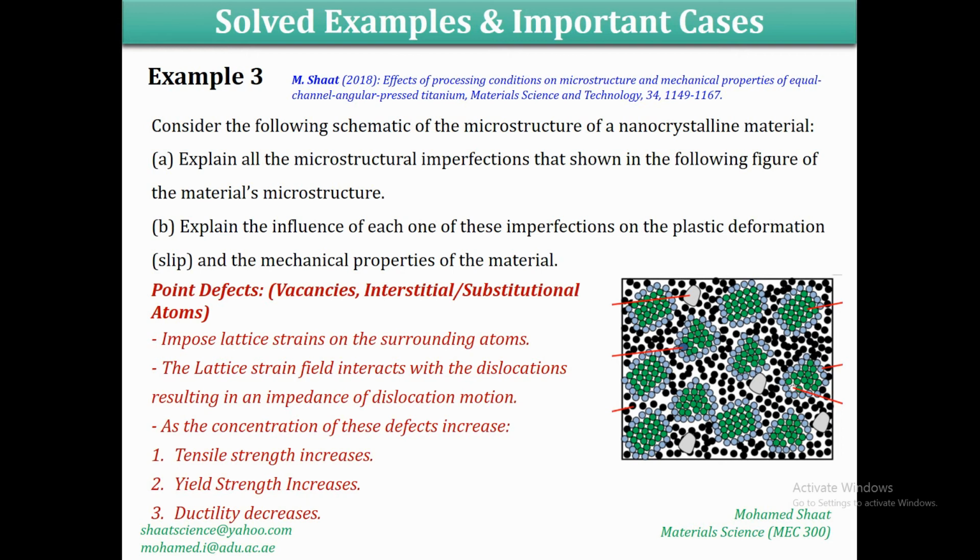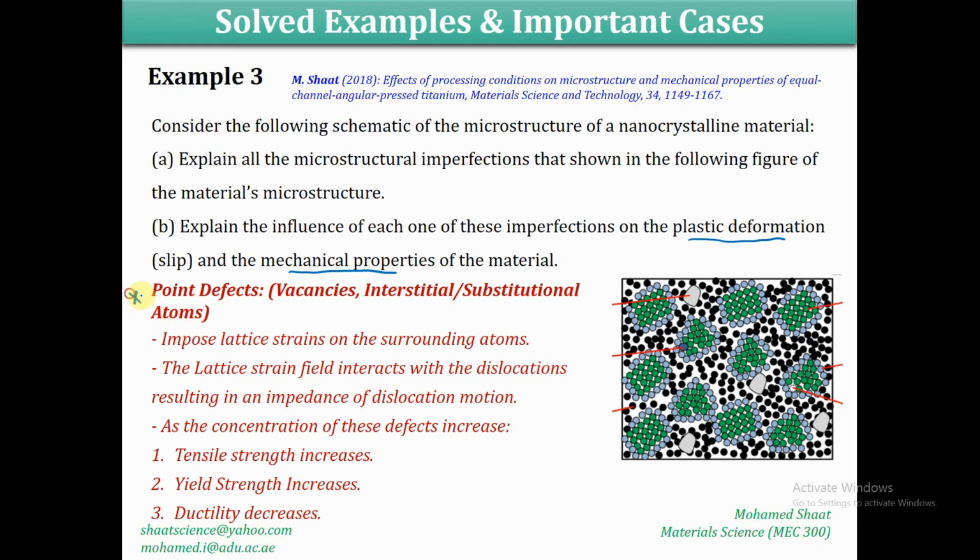So what is the influence of every one of these different imperfections, these point defects, the interfacial defects, the line defect, the volumetric defects? How would they impede or allow dislocation motion inside the material microstructure, or the generation of plastic deformation of the material? In the meanwhile, what are their effects over the material properties? So this is for the second part, just to explain the influence of every one of these imperfections over the plastic deformation and the mechanical properties of the nanocrystalline material.